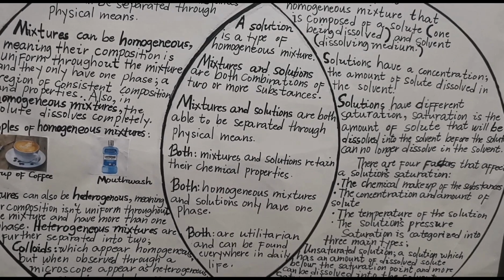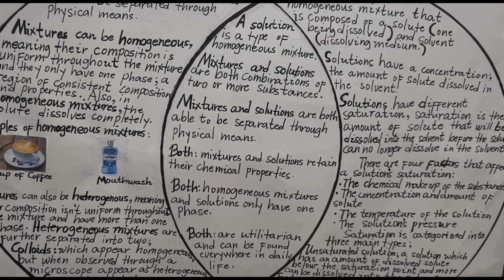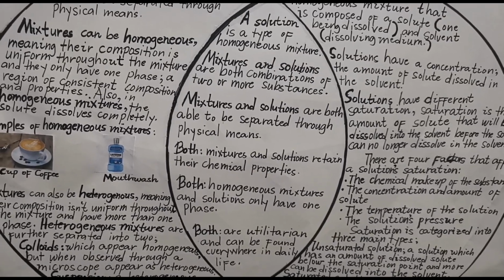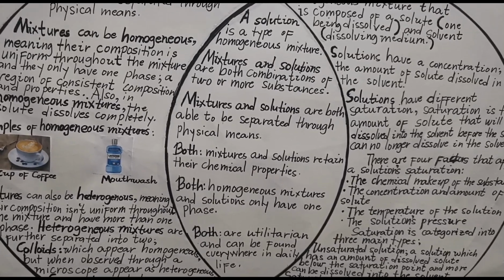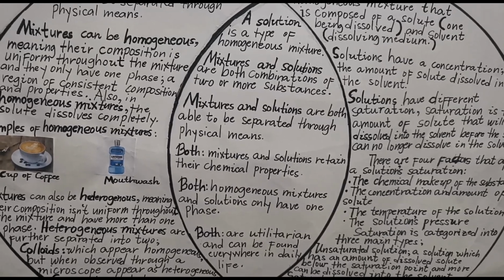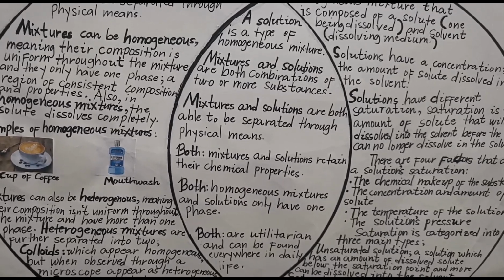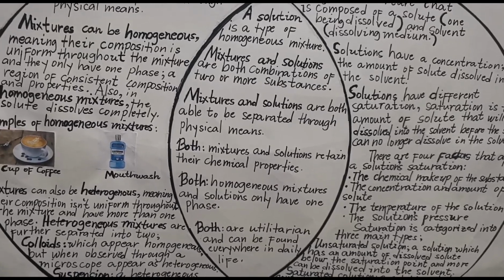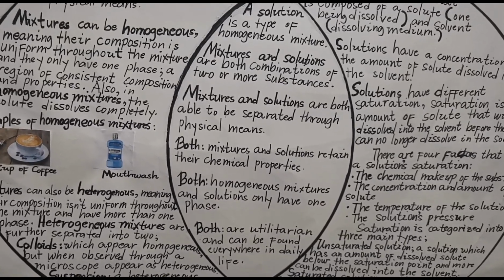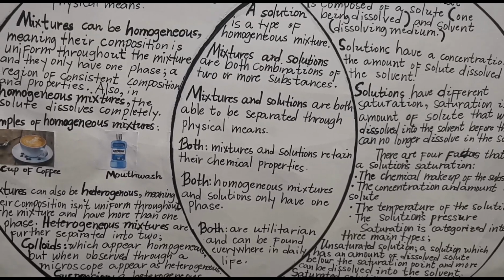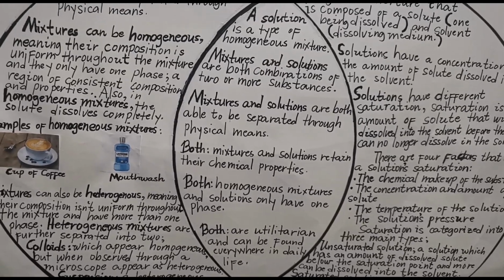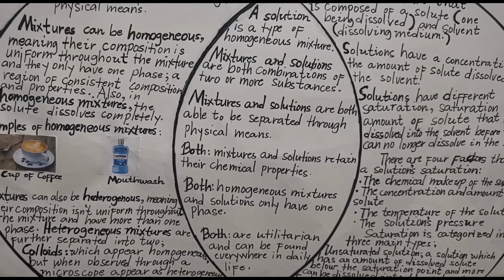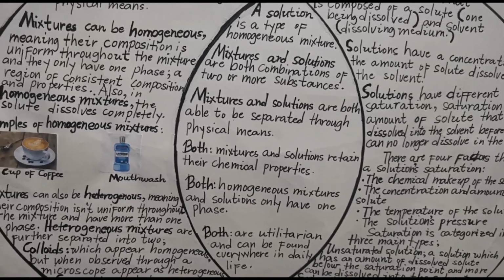Solutions are a type of homogeneous mixture. This similarity leads to many more, such as mixtures and solutions are both composed of two or more substances. They're both able to be separated through physical means. Both retain their chemical properties. Both only have one phase. And both can be found everywhere in daily life.